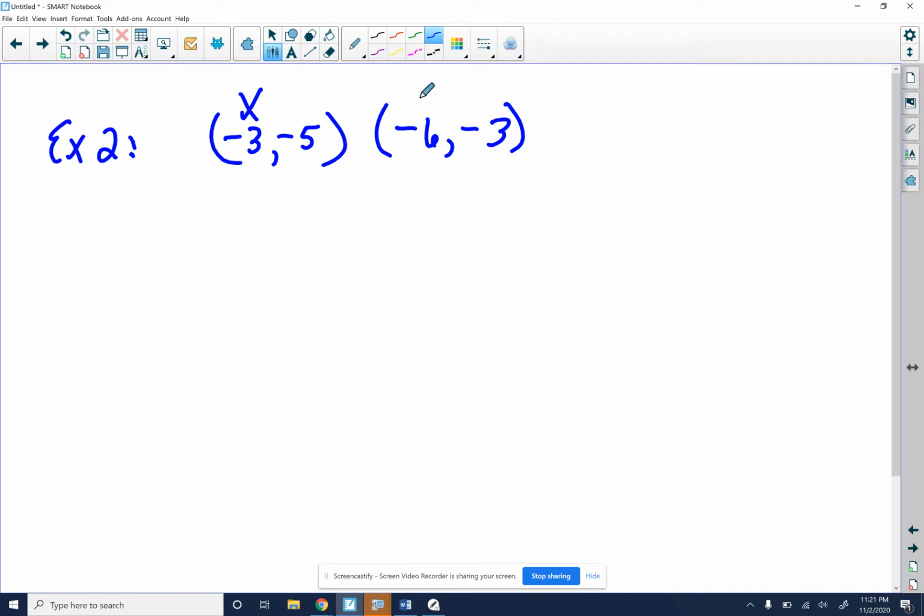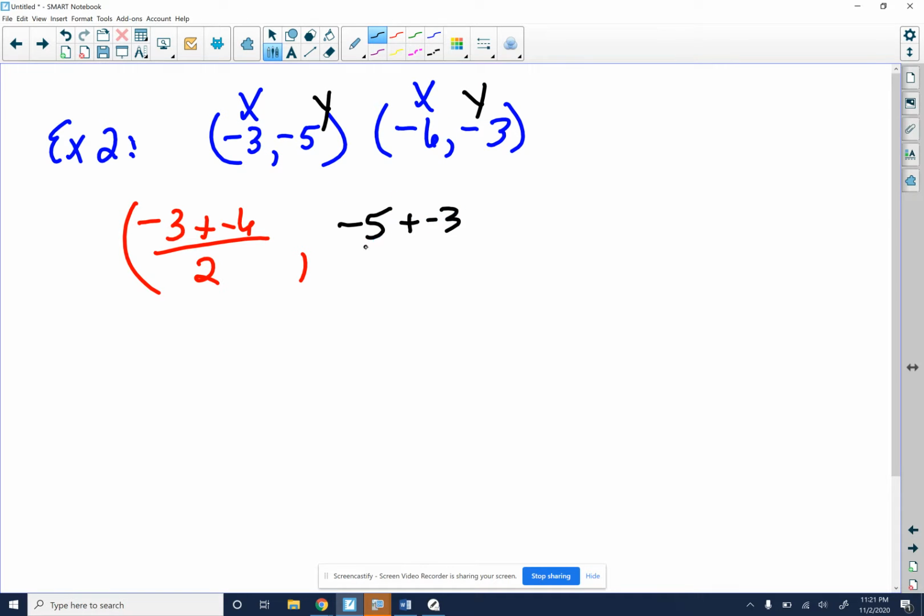So here are my x's. Let's do them in red this time. So I've got -3 plus -6. I'd add them together and divide by 2. And then I do my y values. So there's a y coordinate. So I've got -5 plus -3. Watch your negatives there. Divide by 2.